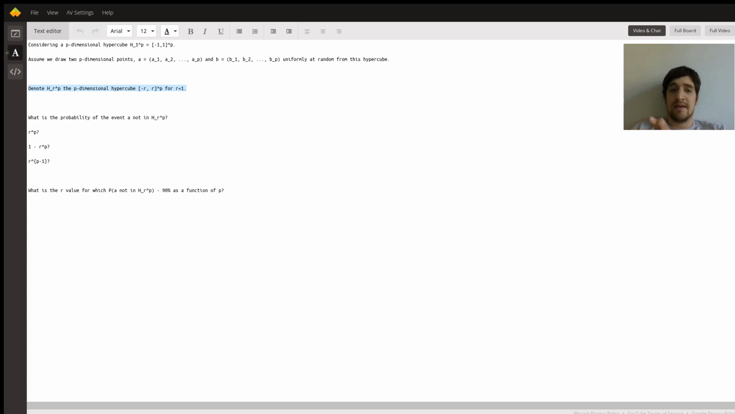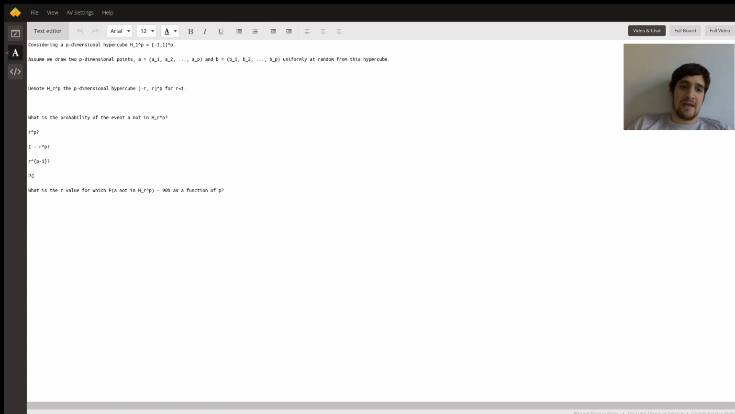H_1^p. And we're being told that we're drawing two p-dimensional points uniformly at random from this hypercube. So now we're being asked the probability that one of these points is not in the smaller hypercube. Again, because the point is taken totally at random from the big hypercube, H_1^p, we can solve this using volumes.